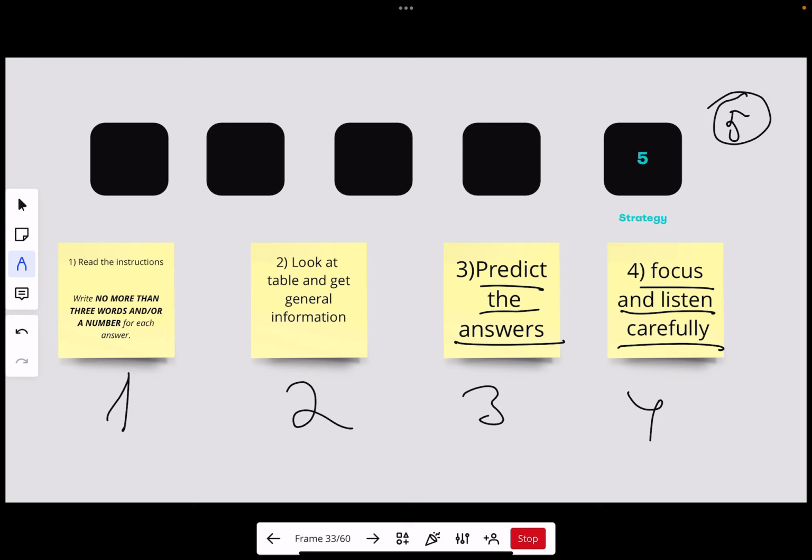So it's end of our listening table completion. Now we're going to have table completion and reading.